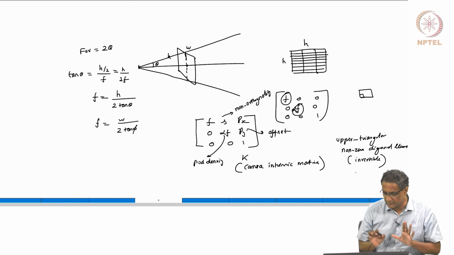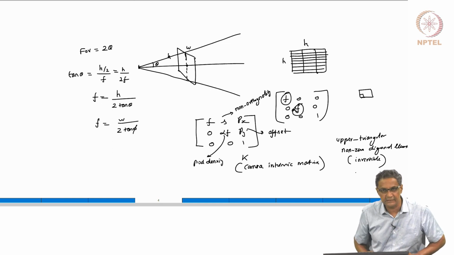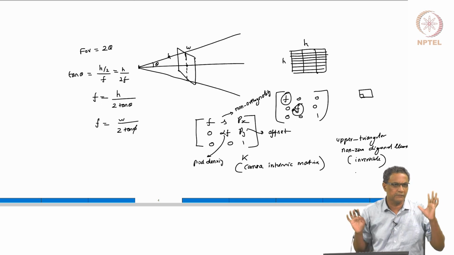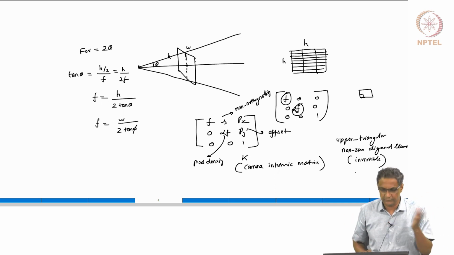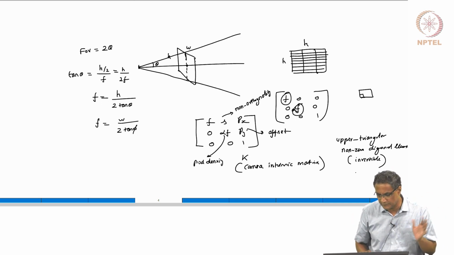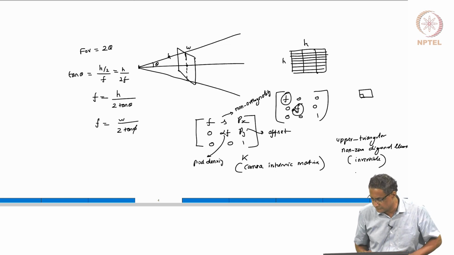Okay, this is as far as the camera matrix K is concerned, which is why you can freely use K inverse. If you want to do any inverse operations, you can comfortably do that. Now let's talk about the extrinsics.